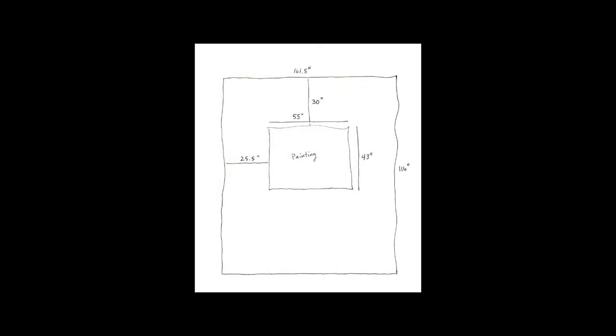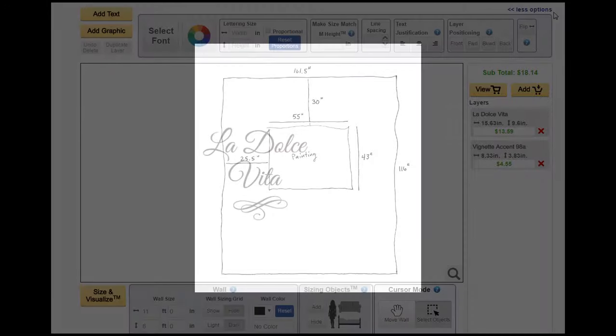Here you can see the sketch that I made. It took less than 5 minutes, and you can also tell I'm not an artist, but it has the important elements: the height and width of the wall, the height and width of the frame, and also the basic position of the painting on the wall from the left side and also from the top.